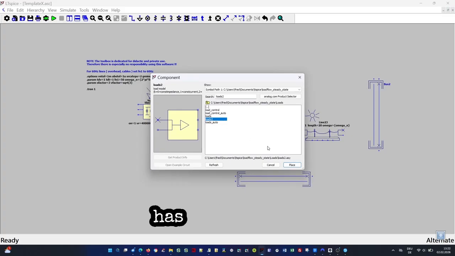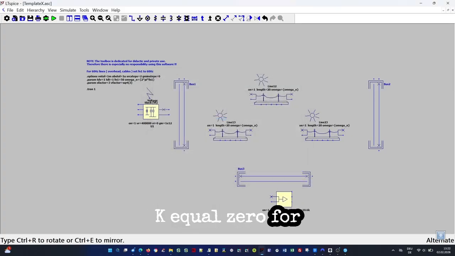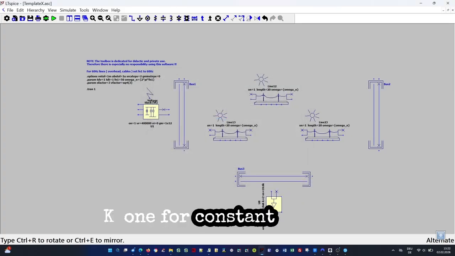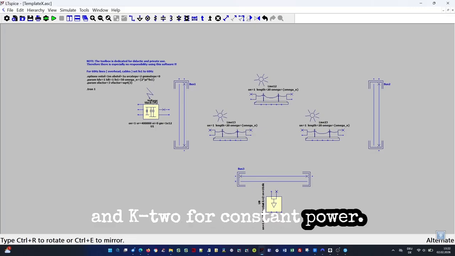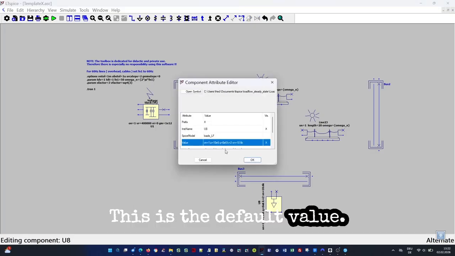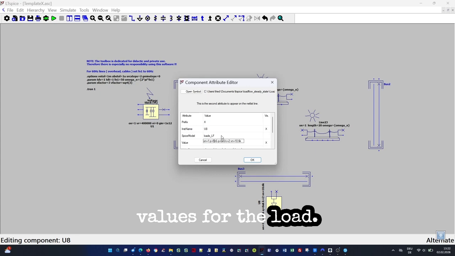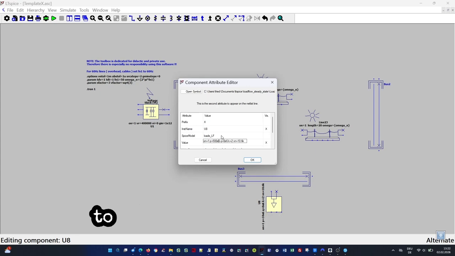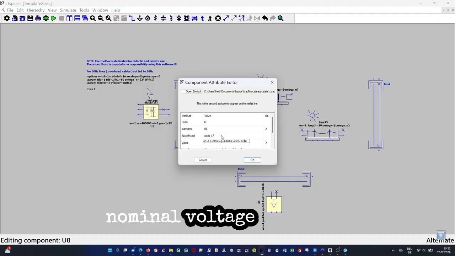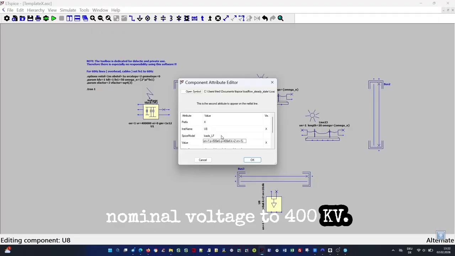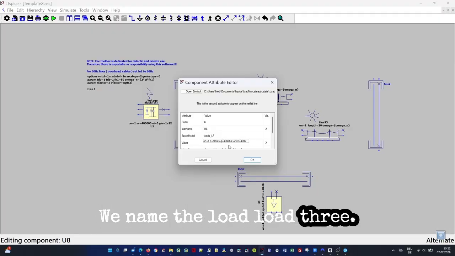The load element has three modes: K equals 0 for constant impedance, K equals 1 for constant current, and K equals 2 for constant power. This is the default value. Then we change the parameter values for the load. We change the active power to 500 megawatt, the reactive power to 400 MVAR, and the nominal voltage to 400 kV. We name the load Load 3.